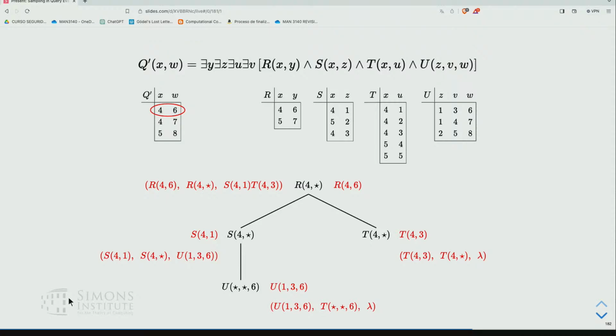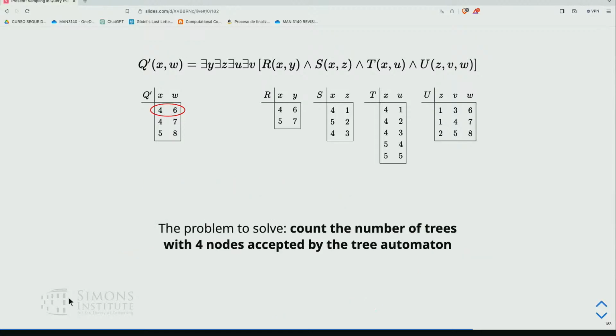So if you think about this, what you are going to do at the end is that for every answer, you are going to have only 1 tree that represents the answer, and the states and the transitions take care of this being a well-constructed tree, right? So the problem that we can reduce to is the problem of counting the number of trees with 4 nodes that are accepted by the tree automaton, right? So produce that tree automaton, and now give me the number of trees with 4 nodes that are accepted by this tree automaton. If you can count that, you will be able to count the number of answers to the conjunctive query.